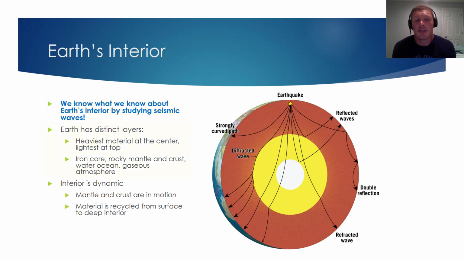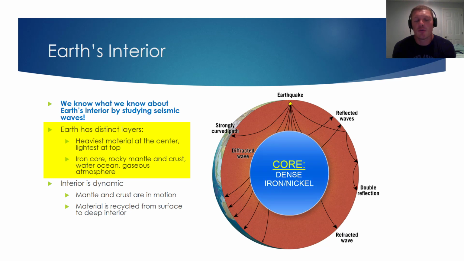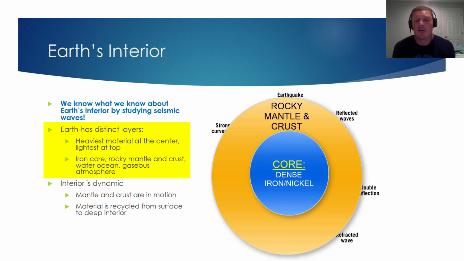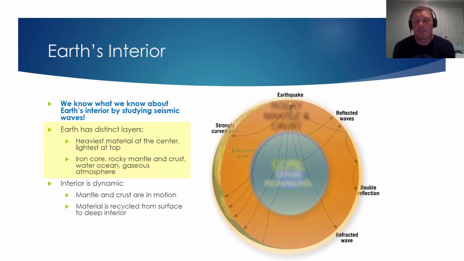First of all, it should be noted that Earth has distinct layers. The heaviest material will be at the center, and the lightest material will be towards the top. So if you start at the center, we have a really heavy, dense iron core. You'll find a rocky mantle and crust, a water ocean, and then a gaseous atmosphere.